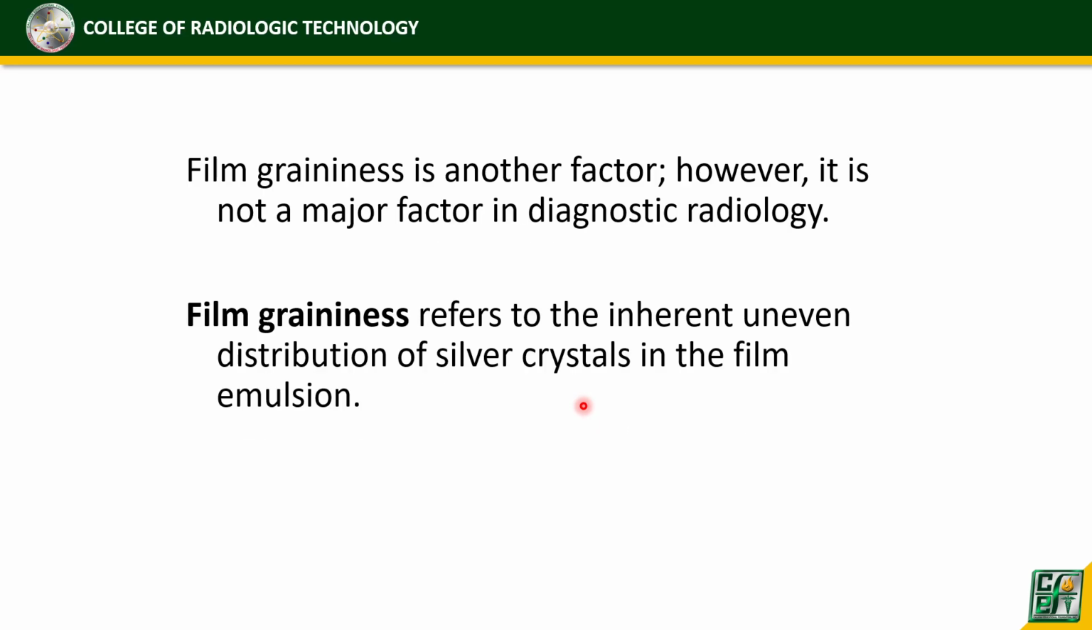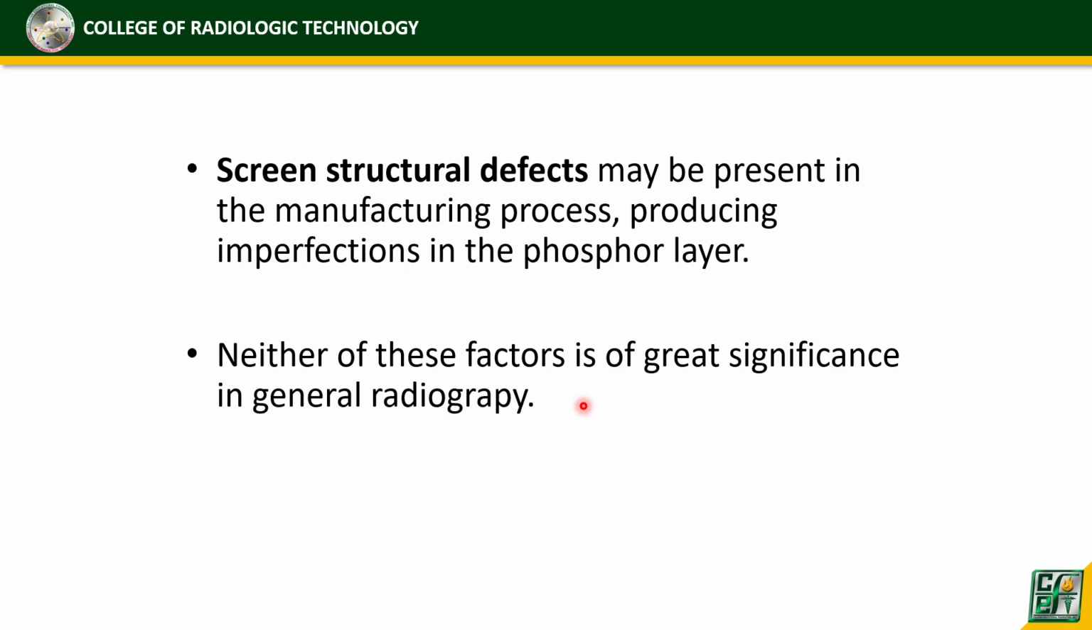Okay? So film graininess refers to the inherent uneven distribution of silver halide crystals in the emulsion. So dami at size yan ng silver halide. Okay? Screen structural defect. Okay? So at the same time, kung siya ba ay of course yung sa ating screen combination, rare earth ba yan? O dapat parehas yung film or yung film and your screen is compatible with each other.